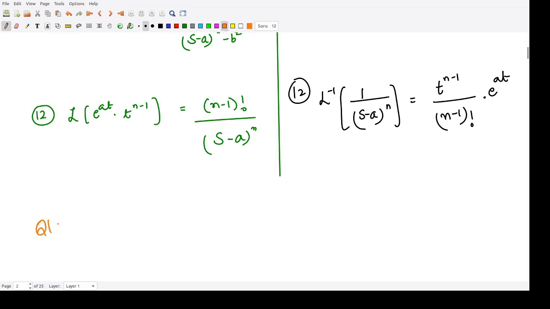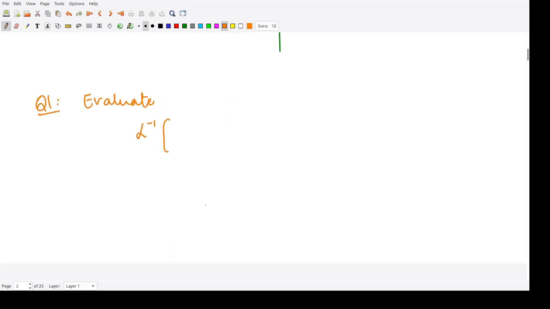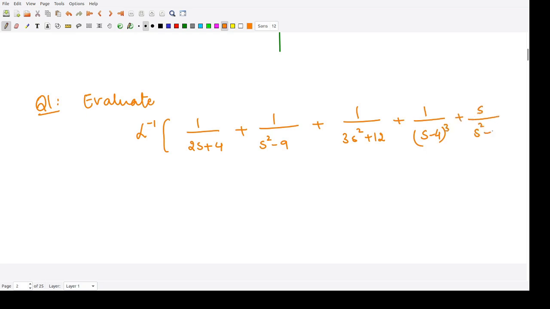So first question here is, evaluate the expression Laplace inverse of 1 divided by (2s plus 4) plus 1 divided by (s square minus 9) plus 1 divided by (3s square plus 12) plus 1 divided by (s minus 4) cube plus s divided by (s square minus 12). So we have to evaluate the Laplace inverse for this expression. So let us solve this one.